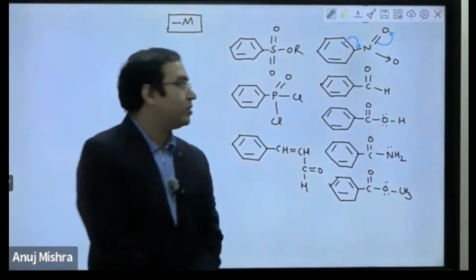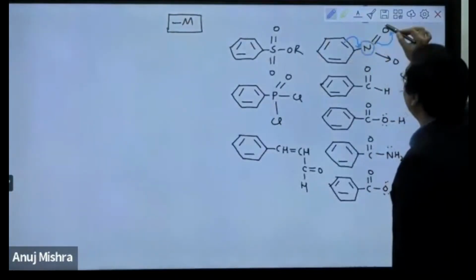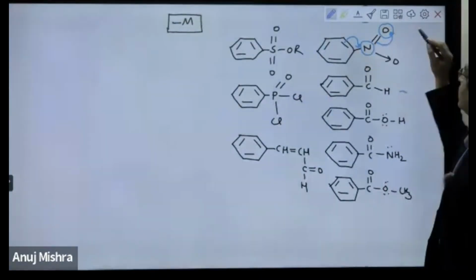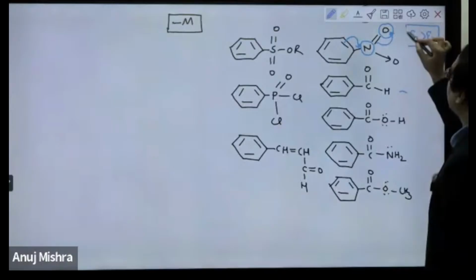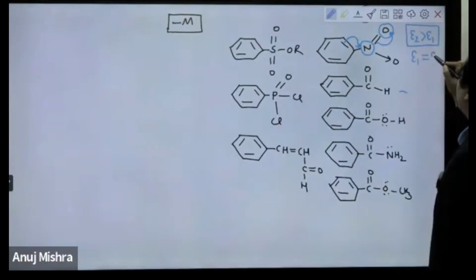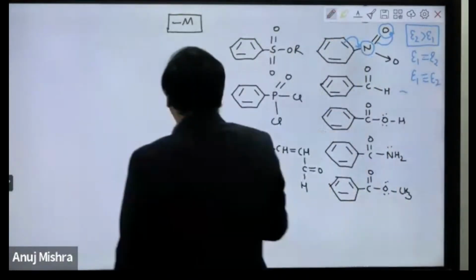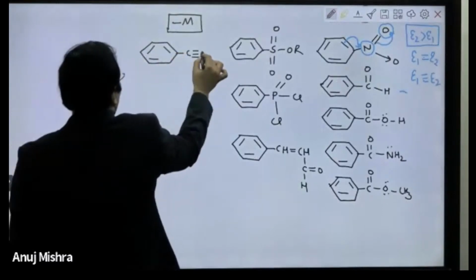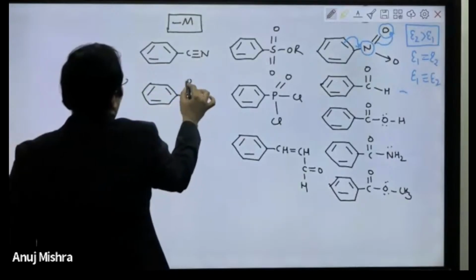Yes, E1, E2, multiple bonds. So if I say this is our E1, this is our E2, E1, E2 double bond, and E2 is more electronegative than E1. Even a triple bond will also work. So I can add some examples as in this. Keep drawing.